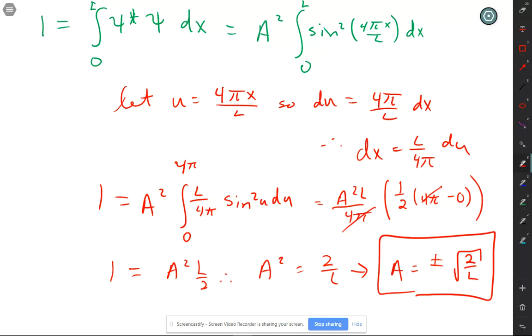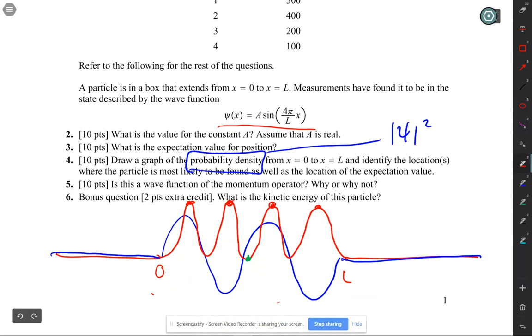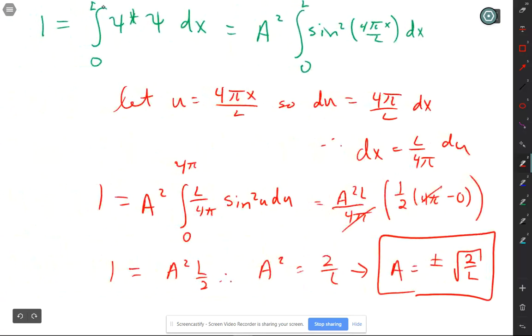So now that we have a, as I go through the problems, I'm generally just going to put a still because it's quicker to write than square root of 2 over L. But now that we have that, we can go on to what's the expectation value for position. If you don't have a, you can't get the expectation value.